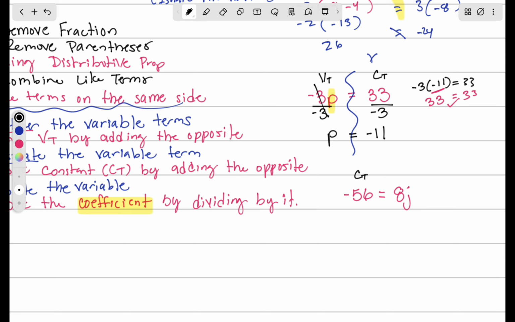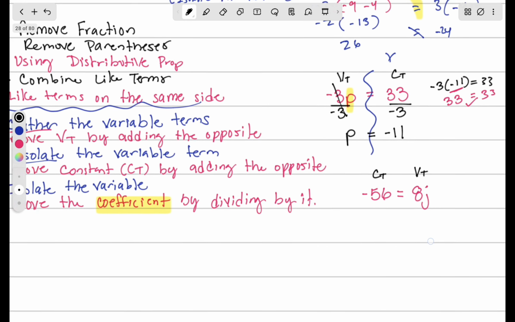If you don't know, practice that. If nothing else, practice that to get this down pat. See, the constant term is just a number that's by itself. -56, 12, 54. Those are constant terms. If that's a constant term, what do we call 8J? It is a variable term. All right. Identifying what you got helps out a lot.